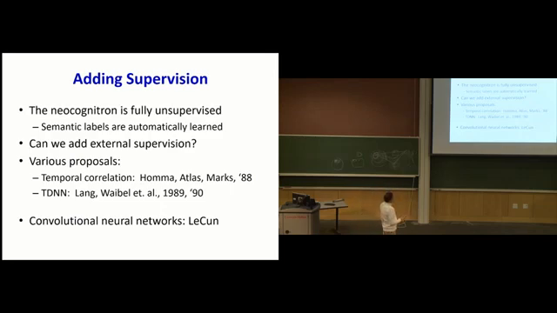The neocognitron is fully unsupervised, and the notion of adding supervision to it obviously comes up. There were several proposals. Homma, Atlas and Marks in 1988, and at CMU, Kevin Lang came up with a very nice model in 1989. And that's what became time-delay neural networks. And a year later, Yann LeCun independently came up with the 2D version of what we call TDNNs. And that's what we call ConvNets.